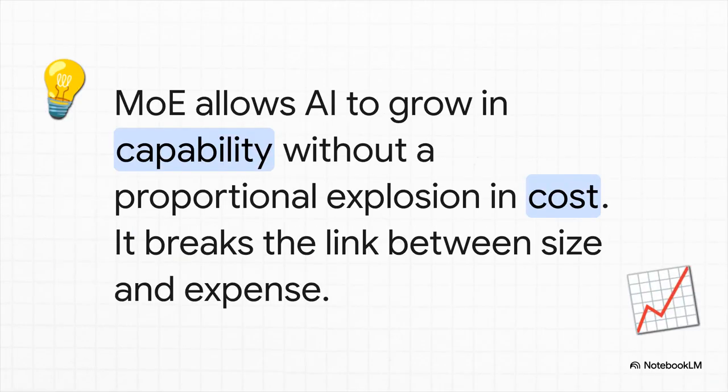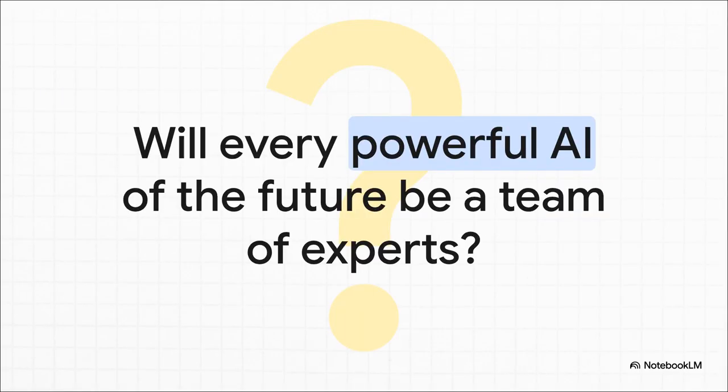So, if you remember just one thing from all of this, let it be this. Mixture of Experts finally breaks that old rule that said bigger means more expensive. It gives us a path to build AI that is vastly more capable and knowledgeable, but in a way that's actually sustainable. Which leaves us with a really fascinating question to chew on. As we look to the future, is that idea of a single giant AI brain a thing of the past? Is it possible that the future of truly powerful AI won't be a single mind at all, but a perfectly coordinated team?